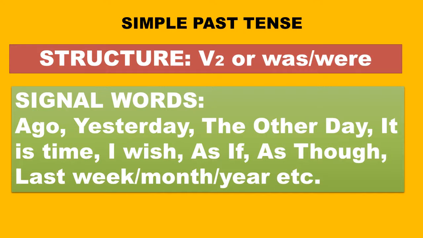Another important point you must remember while using simple past tense is that, like you can see in the signal words, the expressions like the other day, it is time, I wish, as if, as though, with these we use simple past tense. However, if you have to use a be verb after expressions like I wish or as if or as though, you have to use the plural form of the be verb. That means the plural form of the be verb in the past tense will be were, not was. So sentences will be formed like this: I wish I were a bird. Not I wish I was a bird.